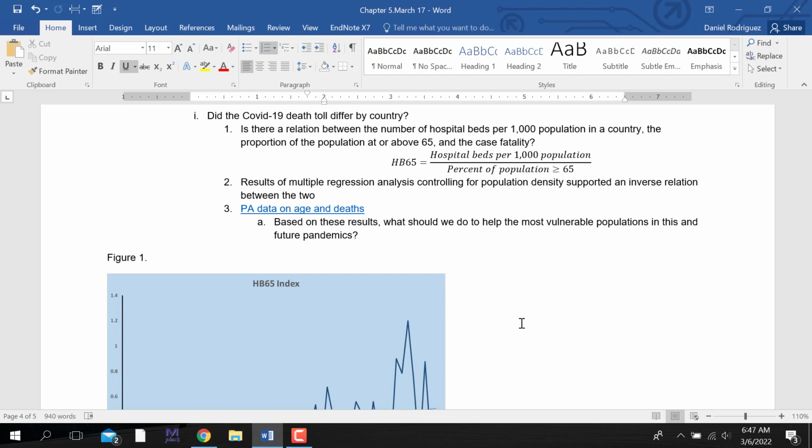than countries that don't? Case fatality is the probability of dying if one is infected. So I came up with this number: hospital beds per 1,000 population. These data were available, I think I got them from the World Bank website. And I also got the proportion of population greater than or equal to 65. I call this the HB65. So this is a ratio, right? Hospital beds per 1,000 to percent of population above 65. That's something that I created. And then I also looked at case fatality.